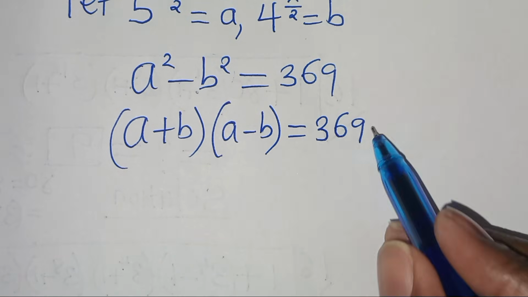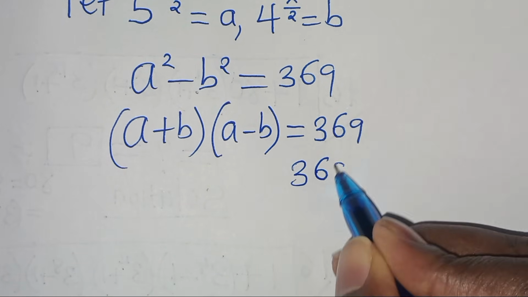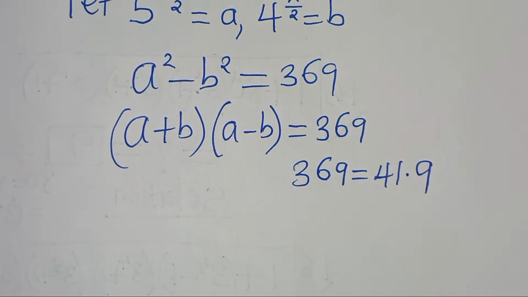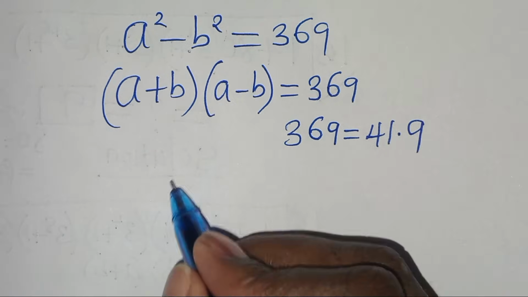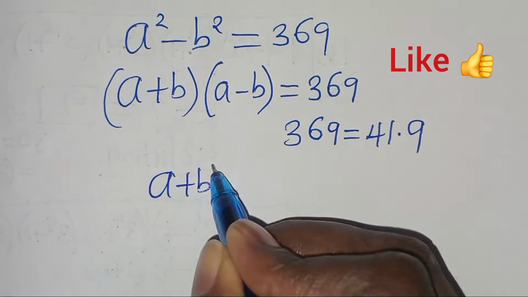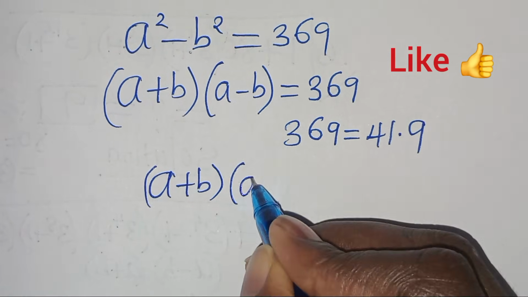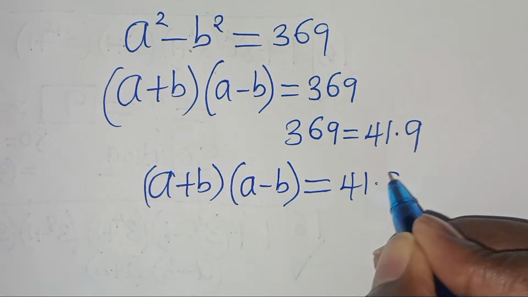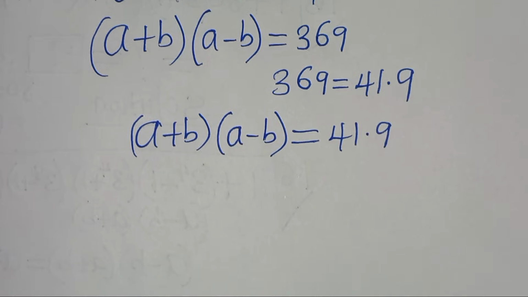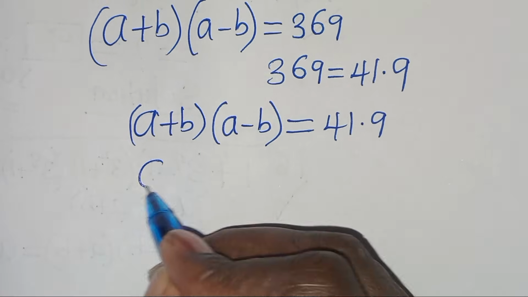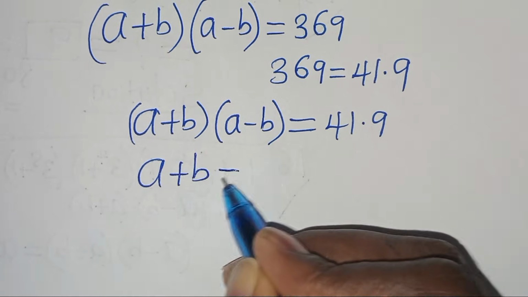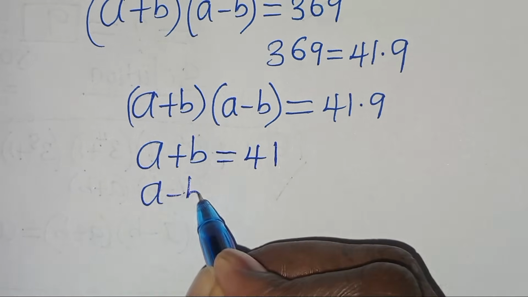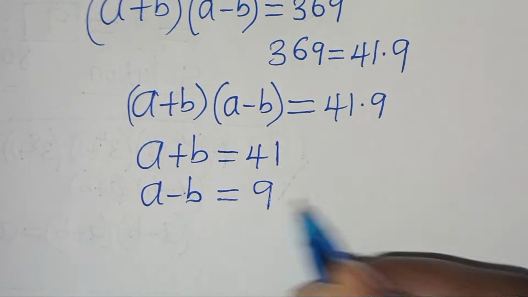Now we can express 369. This is the same thing as 41 multiplied by 9. So we have that a plus b multiplied by a subtract b. This is equal to 41 multiplied by 9. So therefore, we have that a plus b is equal to 41. And we have that a subtract b is equal to 9.